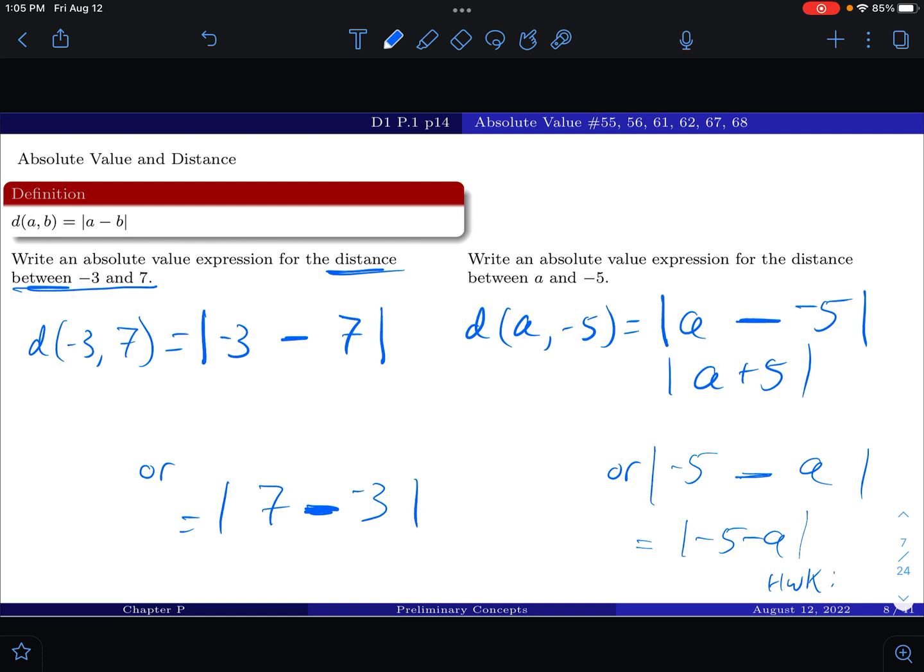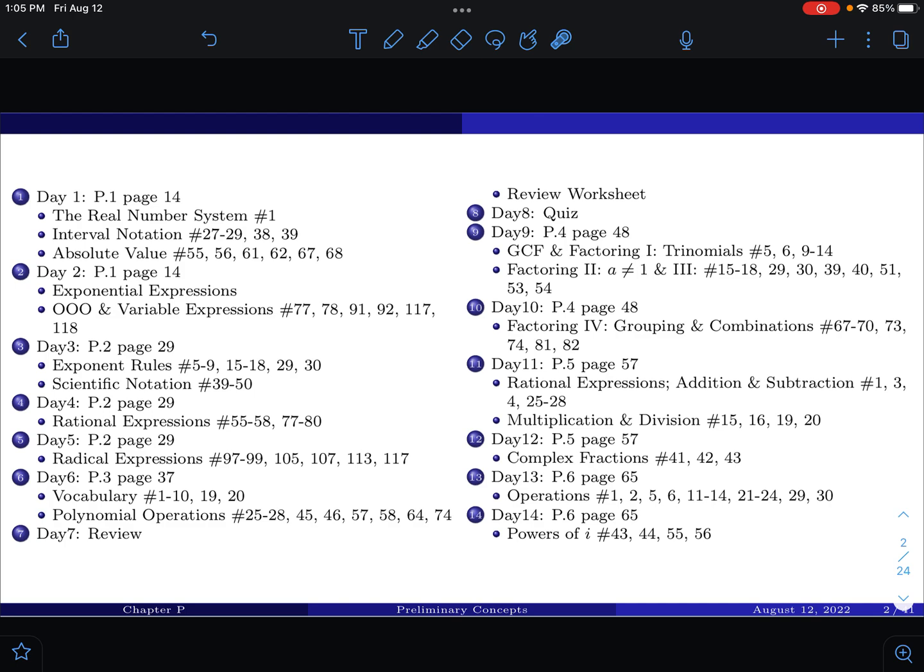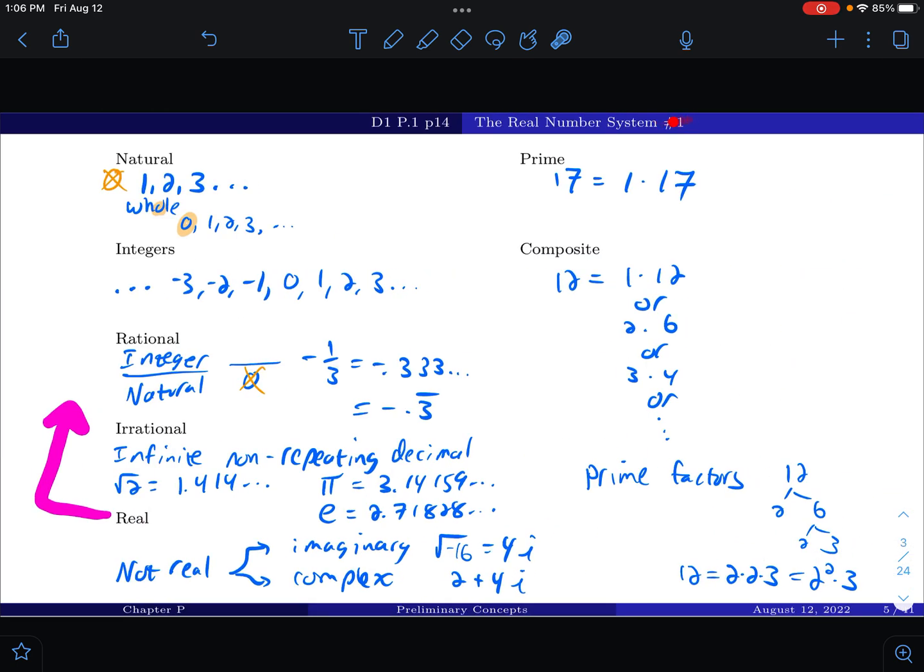All right, and this last thing down here is just to remind me to show you about your homework. These are the notes for the first day. If I go back to the assignment page, your first assignment is day 1, which is all that. There are 3 titles there: real number system, interval notation, and absolute value. If you notice these numbers here, problem 1, problems 27 through 29, etc., are all at the top of each page. So after you look at the notes, if you do that problem number 1, you've done all the problems for this topic.